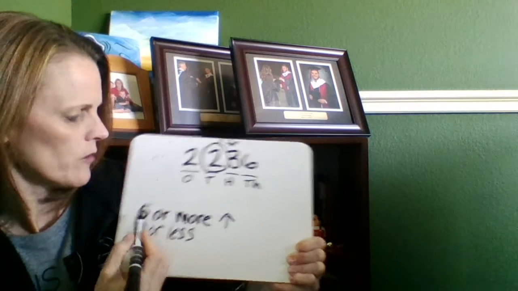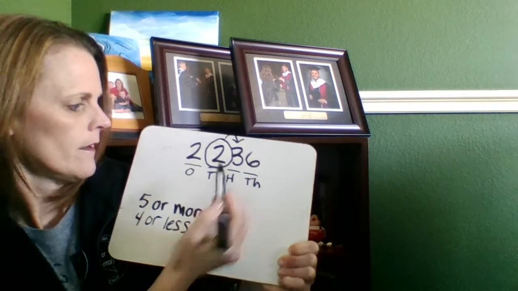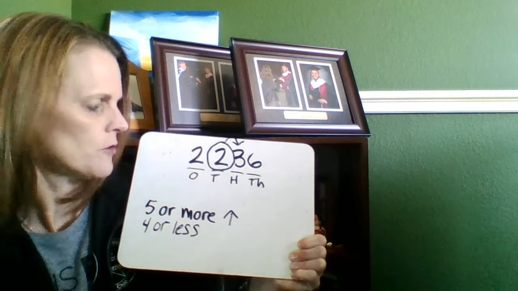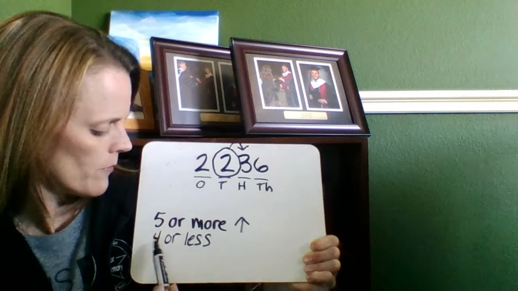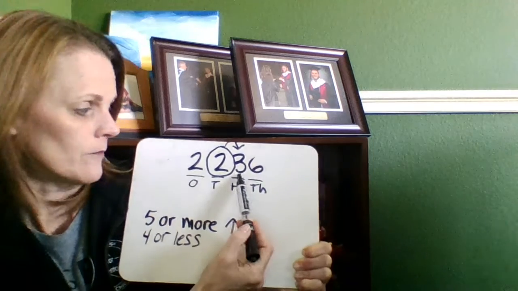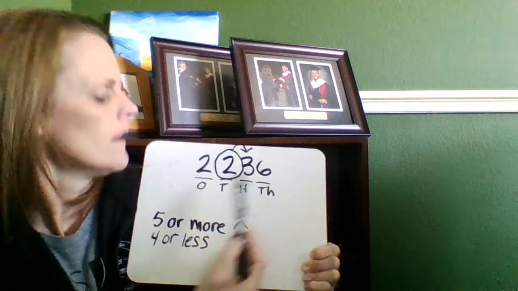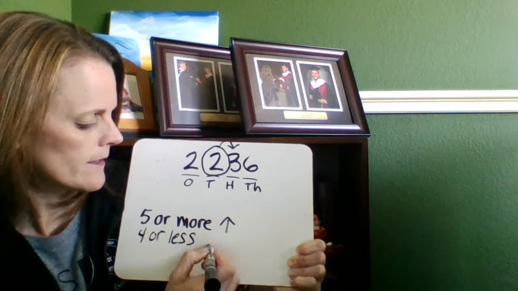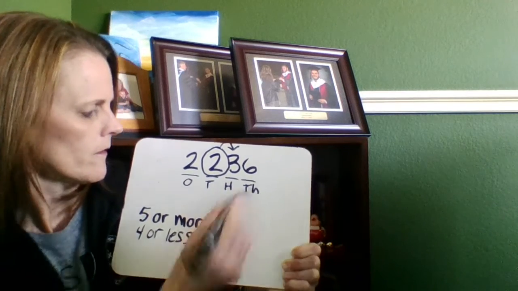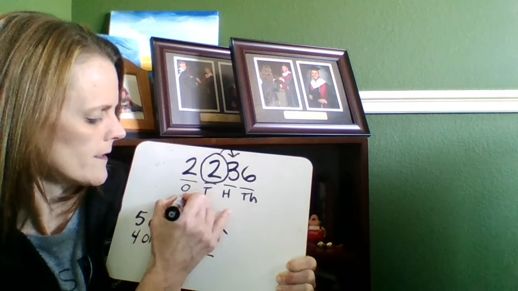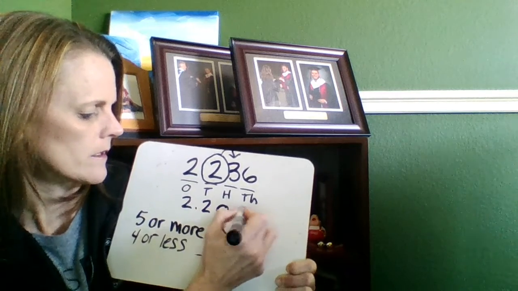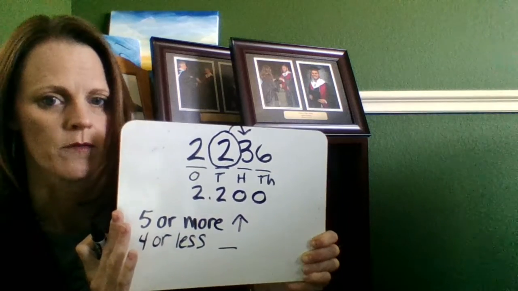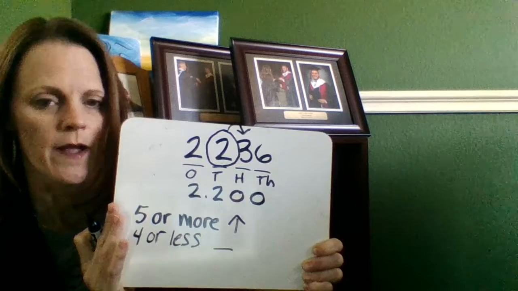My next door neighbor is going to tell me what to do. So if my next door neighbor is 5 or more, then my 2 is going to raise up to a 3. If my next door neighbor is 4 or less, which in this case it is, then my 2 stays the same. Okay, so my 2 stays the same, and everything else becomes a 0. And I've rounded it to the tenths place.